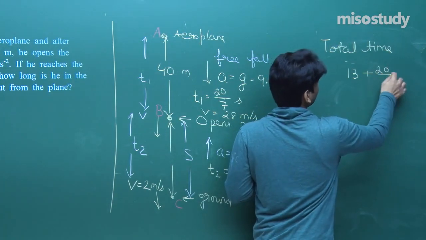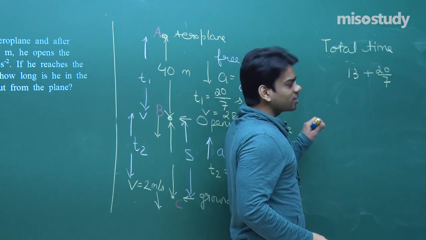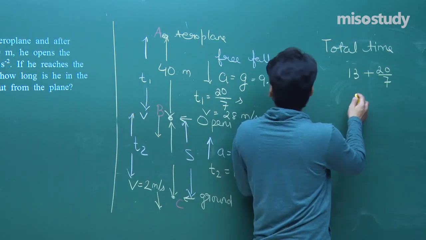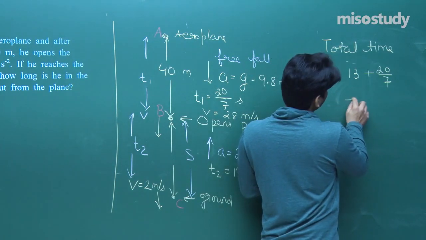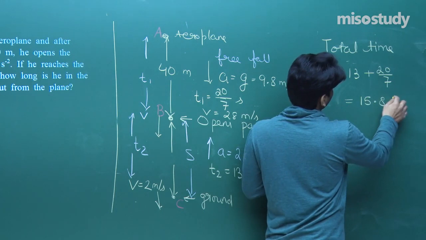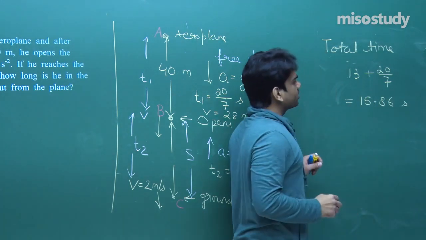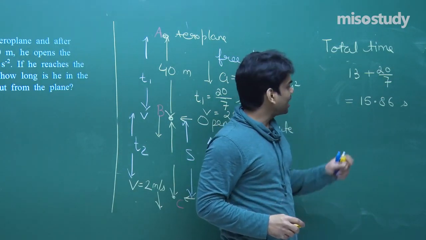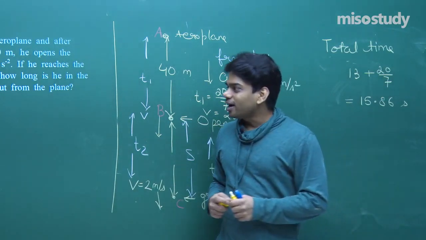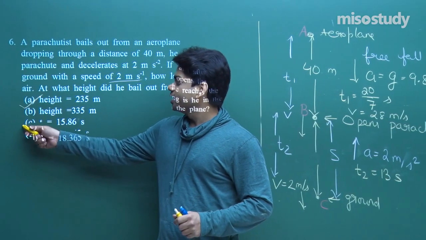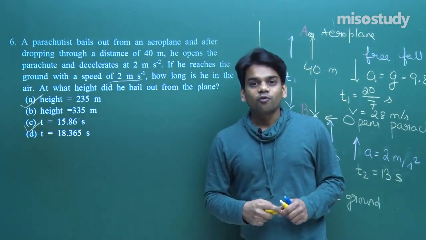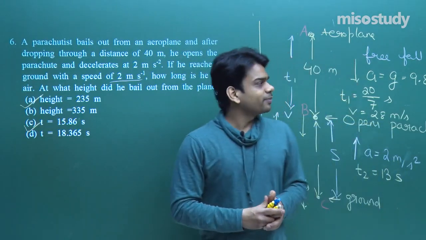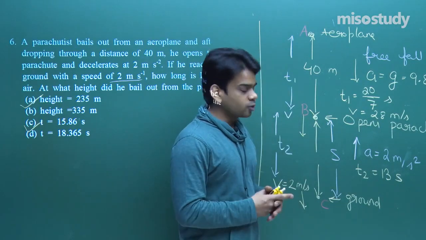20/7 will be 2 point something, that will be 2 point 6/7, nearly equal to 86. You will be getting this as 15.86 seconds. You can calculate this as 20/7 will be nearly 2.8, something like that. So 15.86 you will be getting. So the right answer, total time will be option number C, that is 15.86 seconds for this question. We solved stepwise and then we reached the final result. This was the diagram that was indicating the kind of motion that was actually happening.